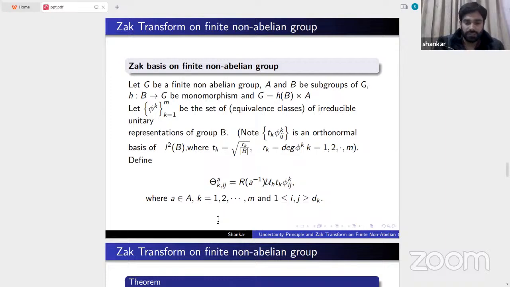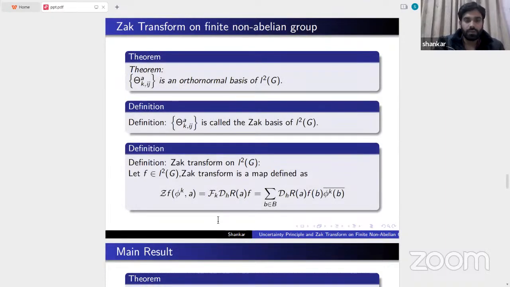So using this function, we get a set. That set becomes an orthonormal basis for L2(G). That is, theta_ij^k is an orthonormal basis of L2(G), and this set we can say is a Jack basis for L2(G).